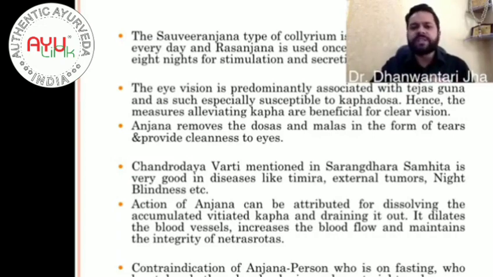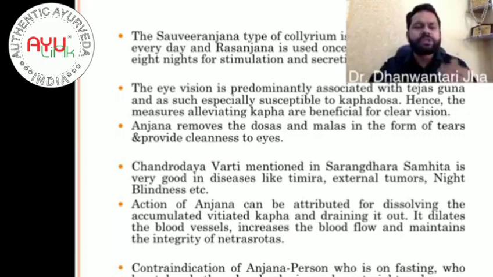The eye vision is predominantly associated with Tejas Mahabhuta, as we have already talked. The Mahabhuta associated with eyes is Agni, so it is hot Tejas Mahabhuta. So we should help and we should prevent it from Kapha dosha, because Kapha dosha is cool in potency and will harm the Pitta or the Alochak Pitta in the eyes. So these Anjanas will help us do this. There is one very famous preparation of Ayurveda known as the Chandrodayavarti. This has been mentioned in the Sarangdhar Samhita, and it is very good for timir or external tumors, night blindness, etc.